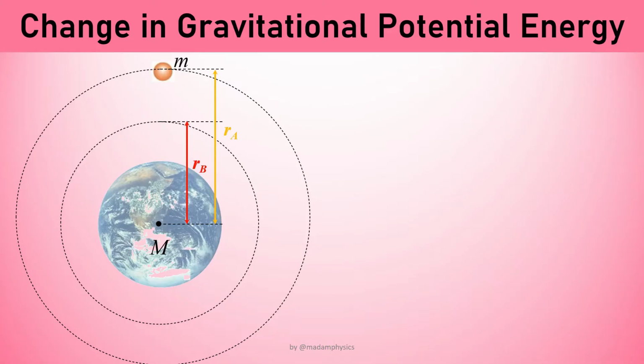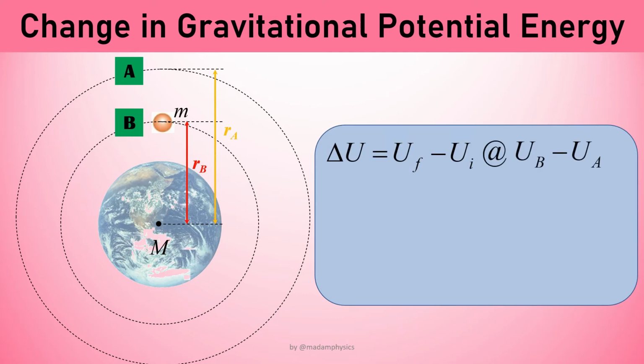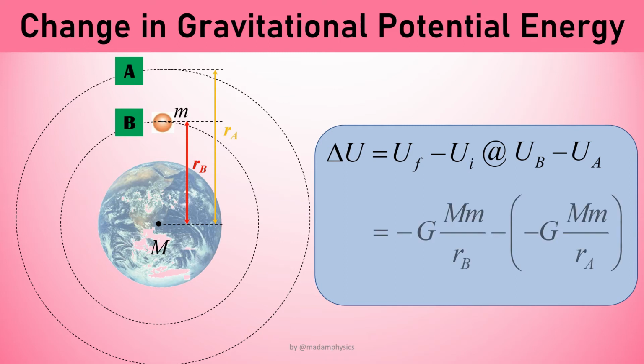Let's say if you want to calculate how much work is done to bring the mass from point A to point B. The amount of work done is equivalent to the change of potential energy, which is the difference between final and initial U. So we replace each term with the formula of U and label the r accordingly, where B is the final position and A is the initial position.